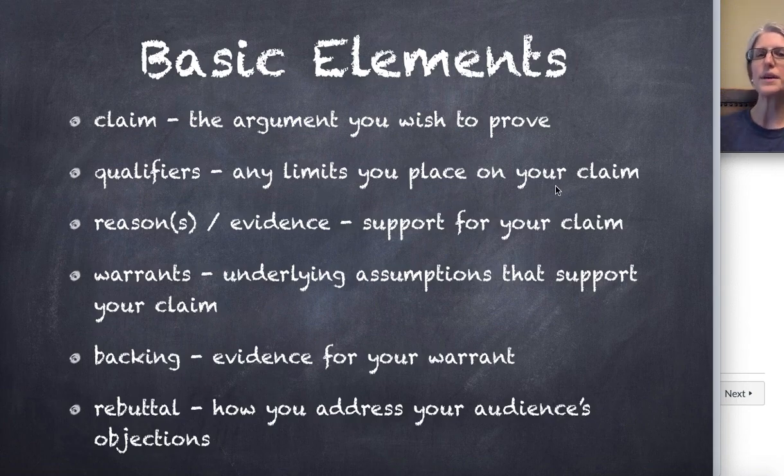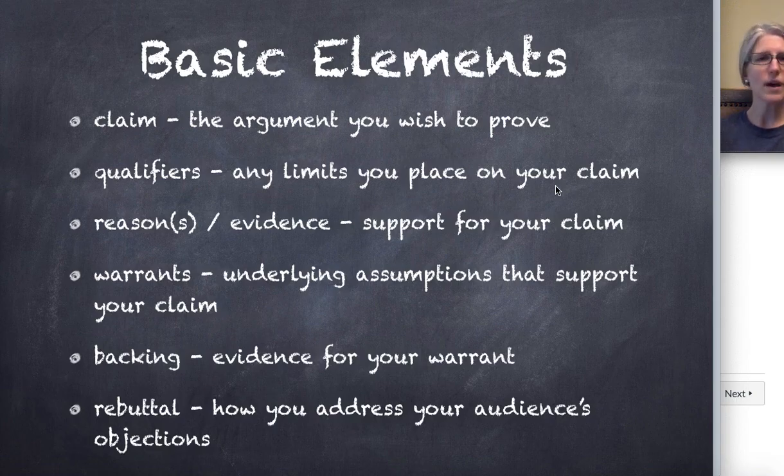Sometimes qualifiers come in the form of time constraints. Like you could say, for example, that people who are at the age of 25 make better decisions. So you're going to say that maturity is one of the qualifiers you would put on your claim.